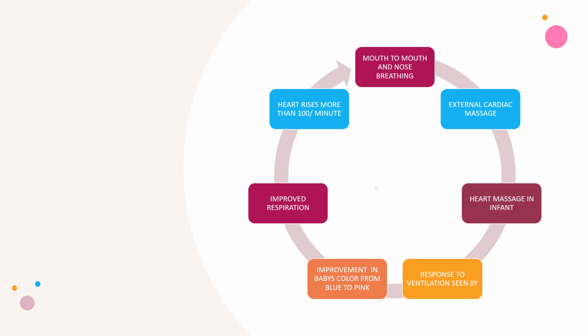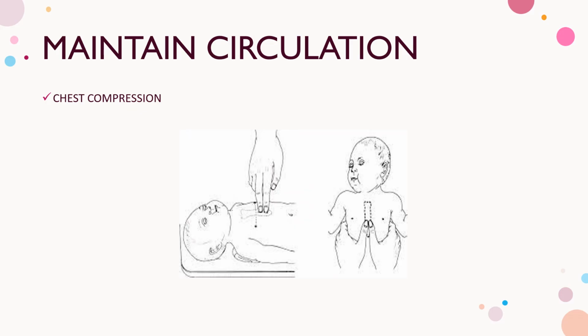Next, let's see circulation. Maintaining the circulation. How to give this chest compression? As I said, 2 fingers have to be used in the infant. Index and middle finger or thumb you can use. Chest compressions are used to temporarily increase the circulation and oxygen delivery. Chest compression must be accompanied by ventilation with 100% oxygen so that the blood being circulated during the chest compression also gets oxygenated.